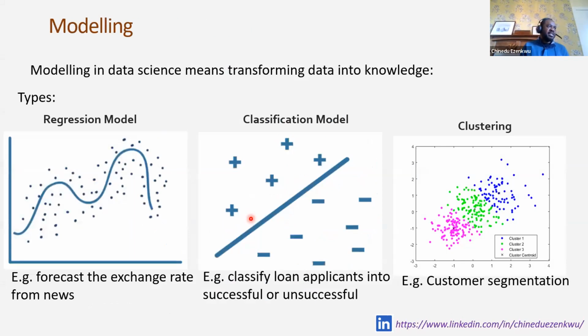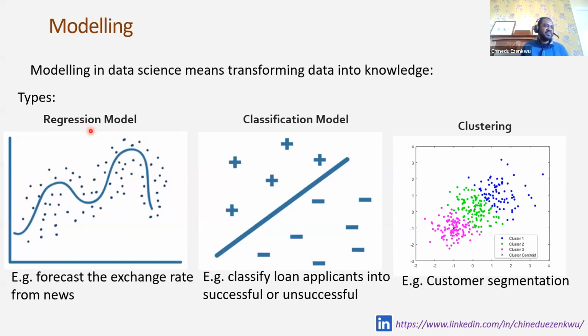So we've talked about modeling, and modeling in data science, from the way I define it, means transforming data into knowledge. This knowledge can be a predictive knowledge. You are telling the company, based on what happened now, in the future, this will happen. Or you are telling the company that if someone behaves this way, that person is a fraudster. If he doesn't behave this way, that person is a genuine person. So this is the kind of knowledge you realize from data. And so we look at different types of models.